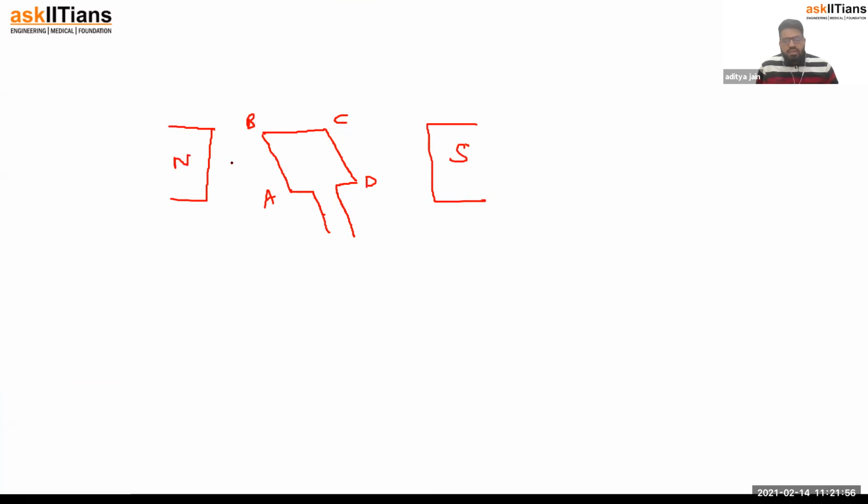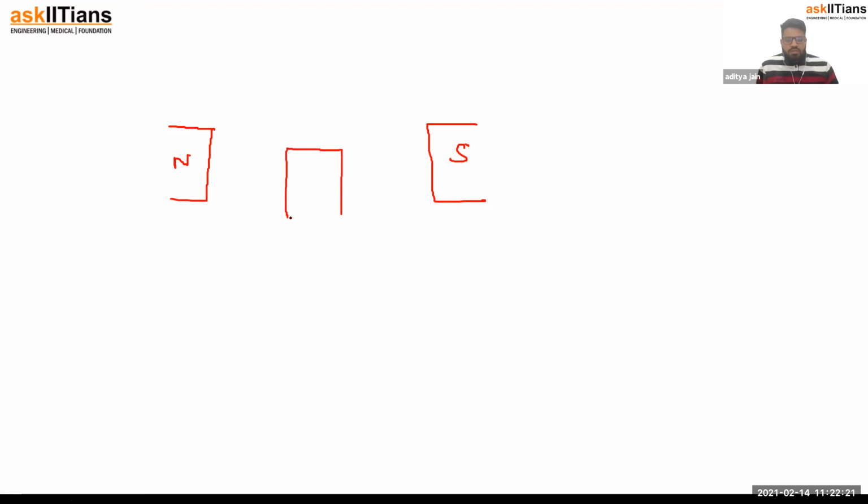The direction is such that the lengths of the coil, AB and CD, are perpendicular to the magnetic field. So let's make it perpendicular, since it is not looking perpendicular. These are the magnetic fields. All this setup is kept on a horizontal plane. So I'll draw it like this.